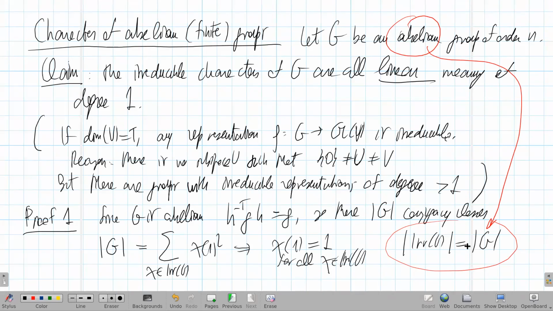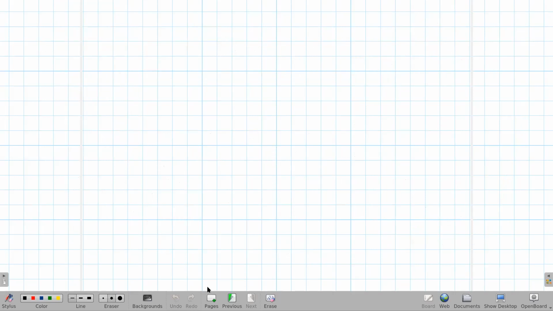So this is for abelian groups. All irreducible characters are linear, meaning of degree 1. Representations are always linear by definition, by the use of words we have, but an irreducible character is called linear when its degree is 1. Proof 2 we had already seen, but let's see it again. Proof 2 goes simply like that.